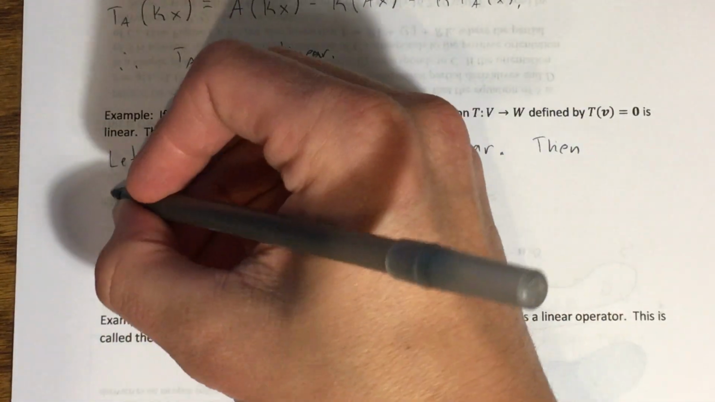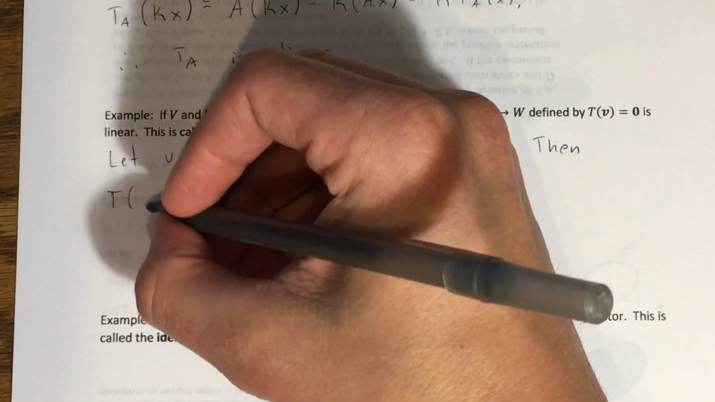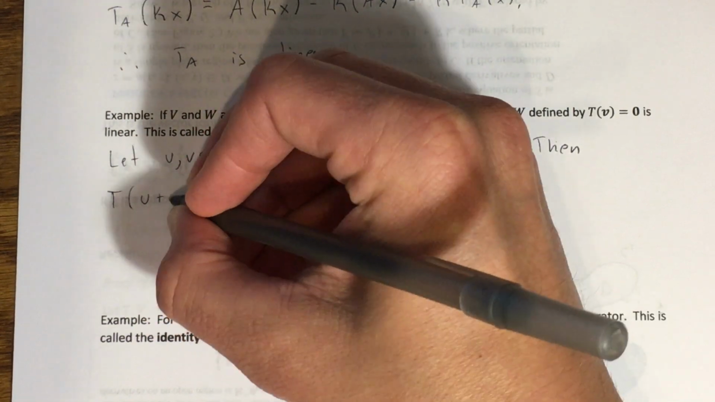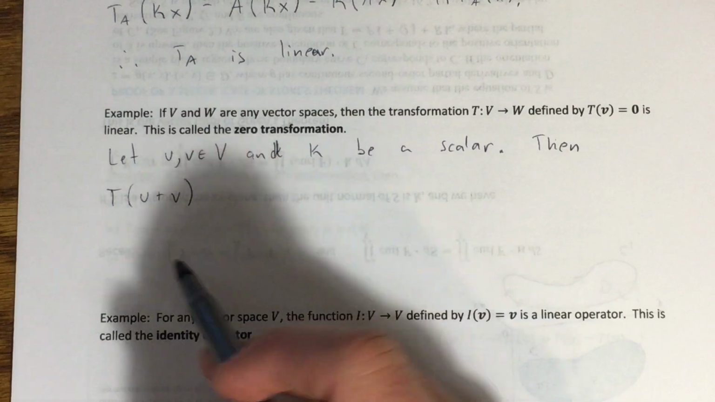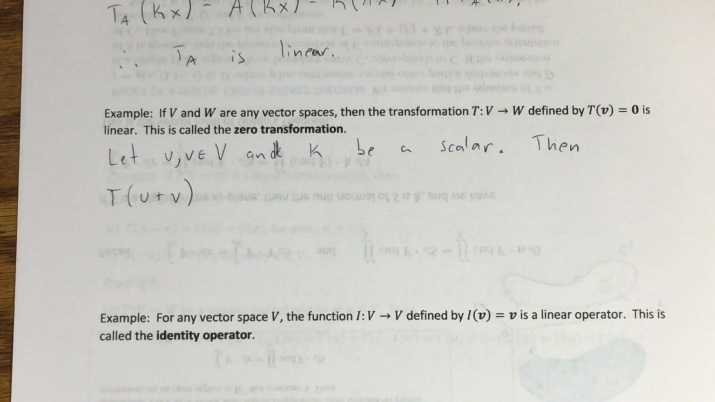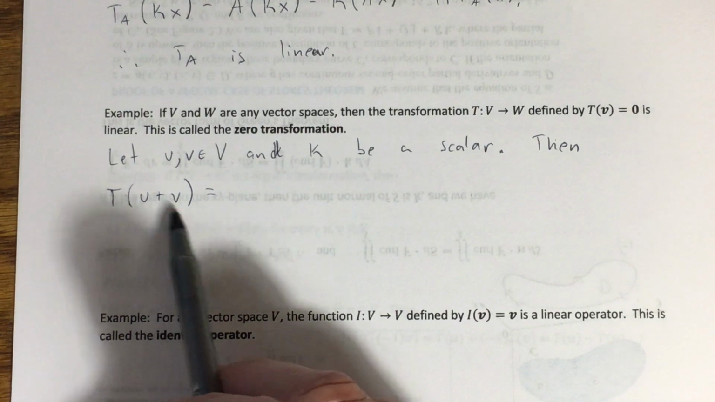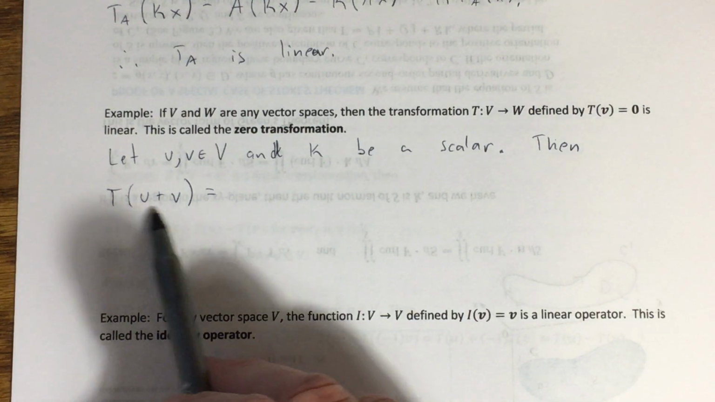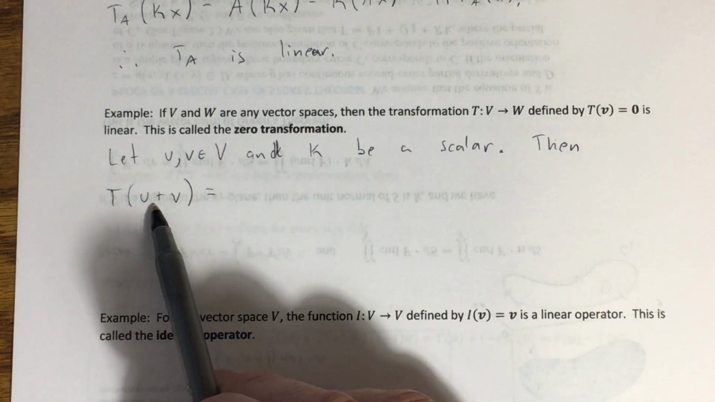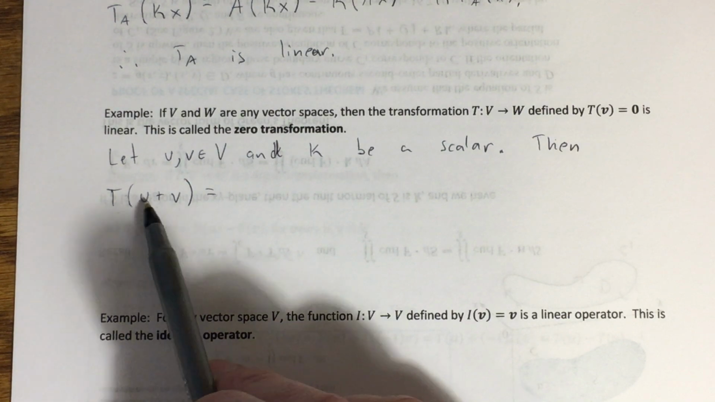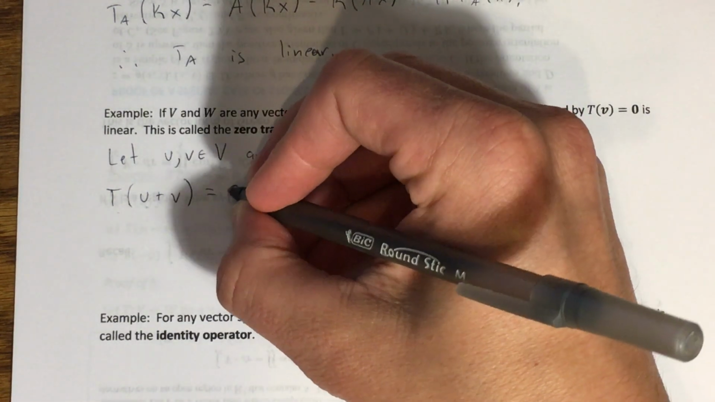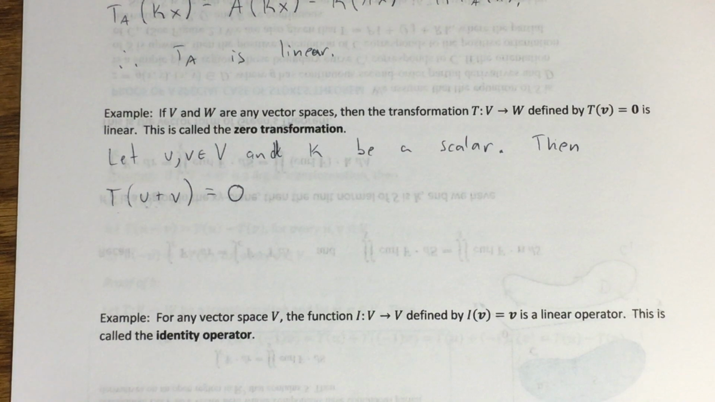Okay. Then I want to verify the additivity and homogeneity properties. So we're calling this T. I'm going to say then T of u plus v. Remember, the goal here is to show that this is the same as T of u plus T of v. But all I can work with is the definition of this function in order to make that happen. Well, it really doesn't matter what u and v are. u plus v is just going to be another vector in V, and T takes every vector in V and maps it to the 0 vector in W.